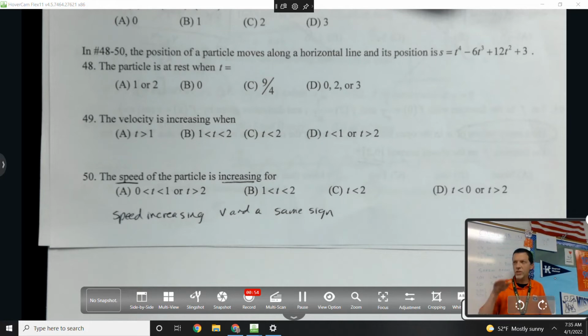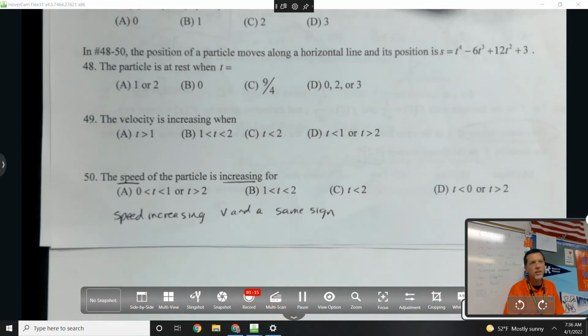If your velocity is positive and your acceleration is positive, well then you're speeding up going forward. If you're in reverse, backing down your driveway, and you're speeding up, your acceleration is negative because you're getting more and more negative. So if the signs match for velocity and acceleration, then your speed is increasing. If the signs are fighting each other, then you're slowing down.